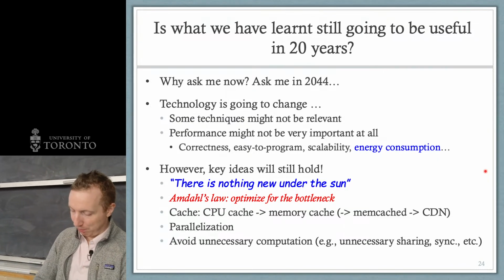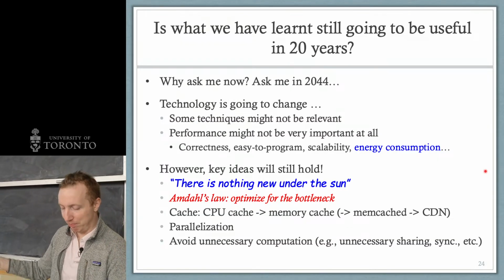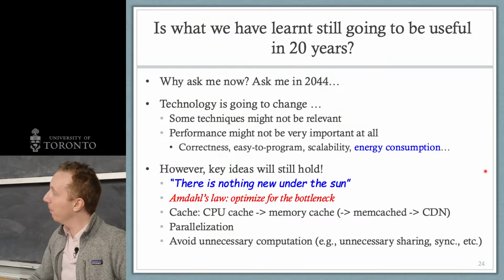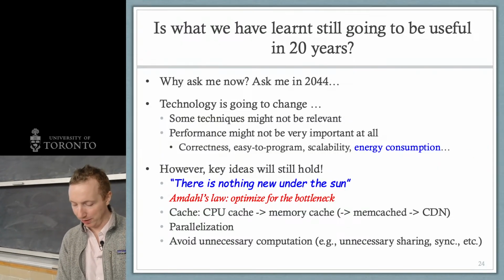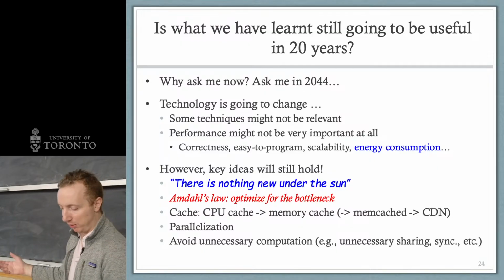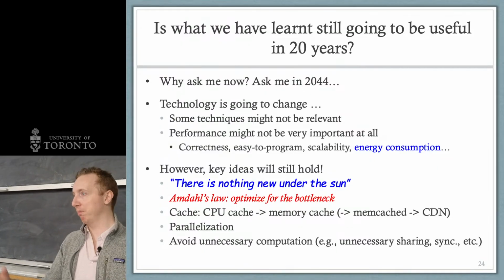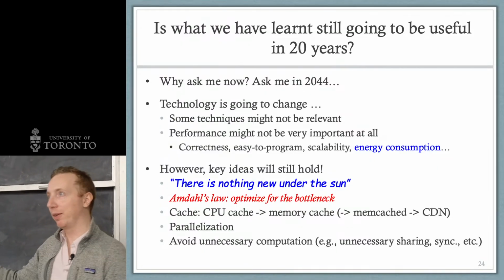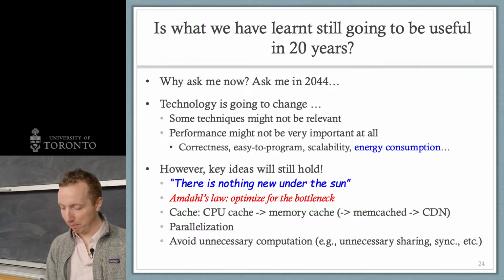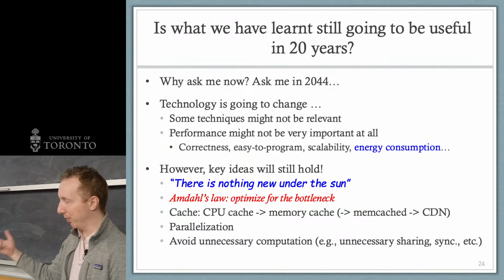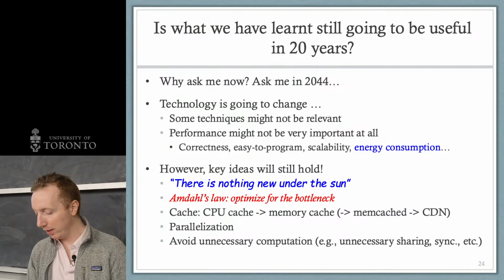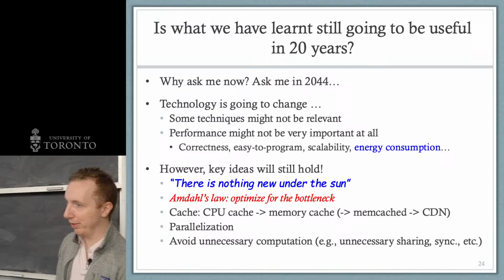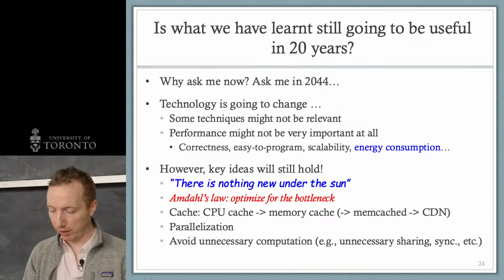There's really nothing new. There's always going to have to optimize for the bottleneck. We'll always have caches. There'll be CPU caches, memory caches. As you go on, you might discover caches at different levels, like memcache, so that's like a web cache, basically just caches API calls. CDNs cache web content. Again, this is more for web stuff.